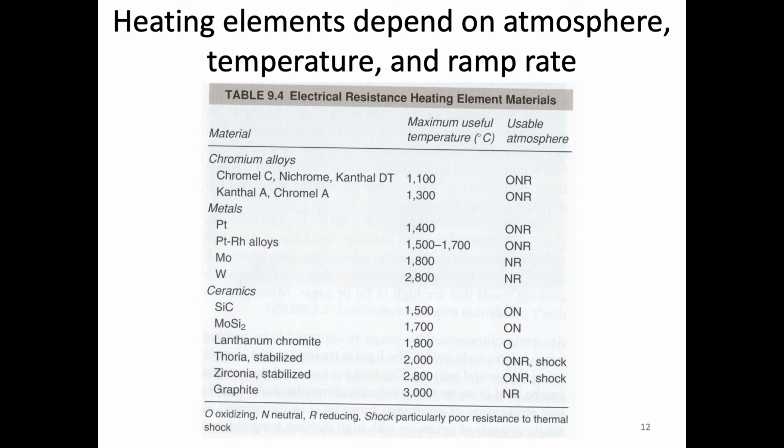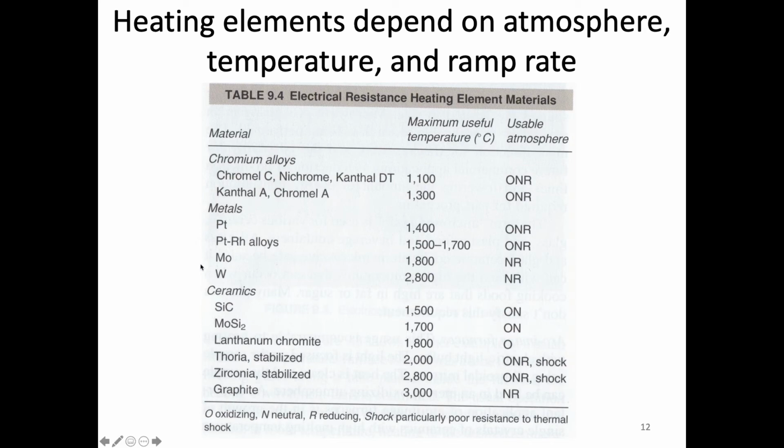we can use, and it's a useful table because it can tell you the maximum useful temperature that we can use it at, and also the atmospheres. Some of them work better in certain atmospheres than others. So if we start here at the lower end, we have chromium alloys, various chromium alloys, and those are generally good to about 1300 degrees, so what we would consider low temperature furnaces.